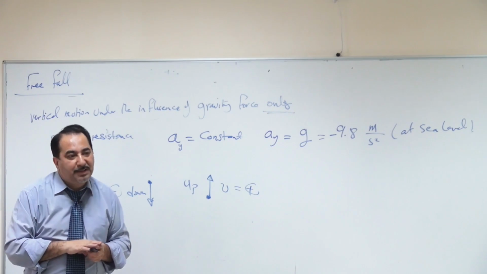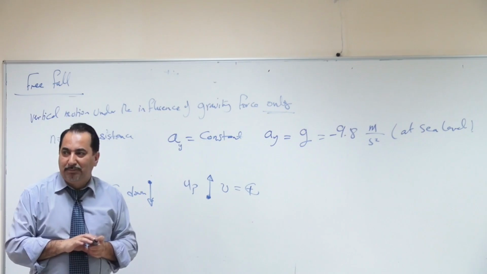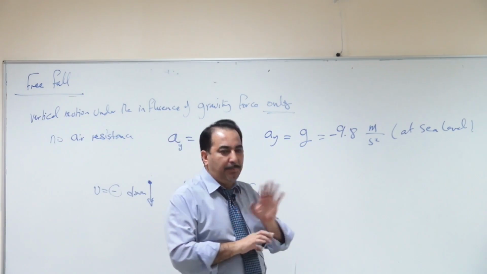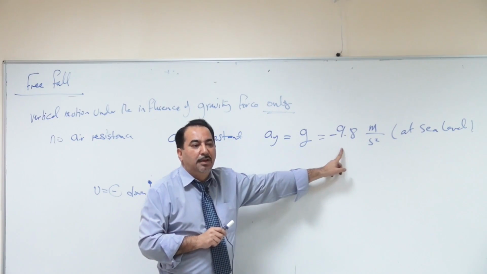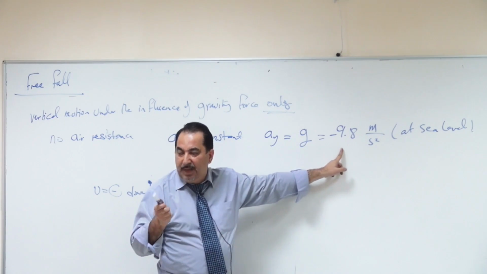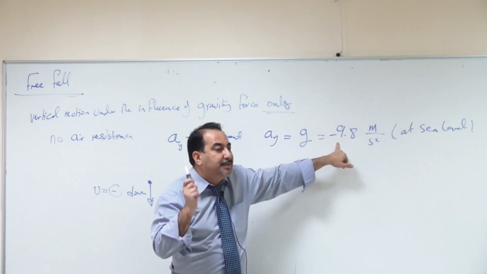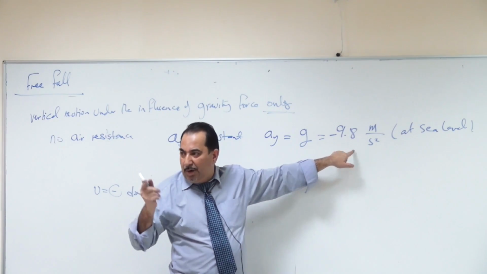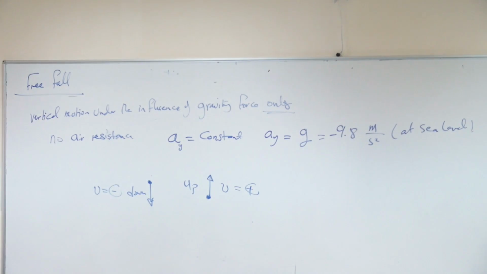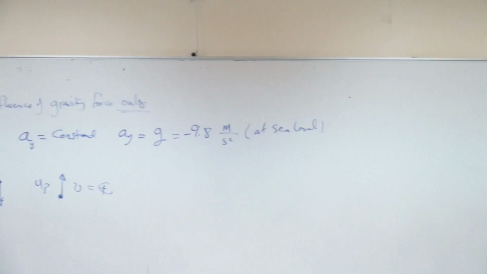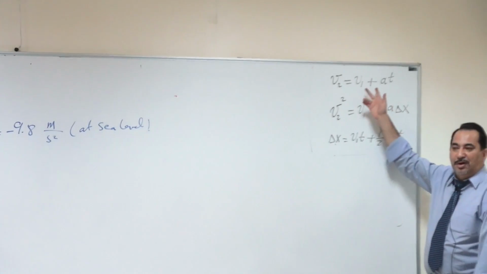Not plus. I can see some students there frowning, which means they wrote it otherwise. No, the proper way is that g is always negative because it has a direction. And the minus here doesn't mean increase or decrease, it means direction, and the acceleration is constant. So now, can I use these equations for free fall? Yes, because the acceleration is constant.